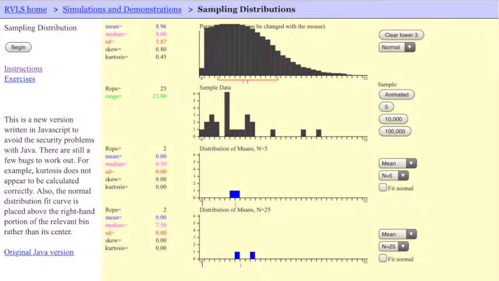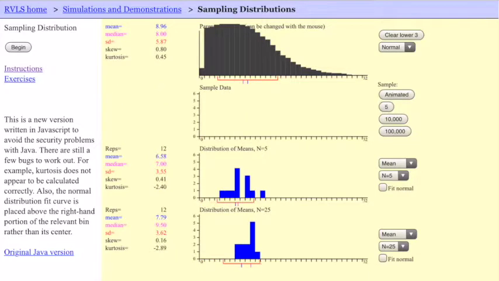And then we could keep going. All of those things that dropped down are X bars. They're sample means. So if I take 5 of those at a time of each, we'll start building our distributions. I'm adding 5 X bars, 5 sample means at a time.